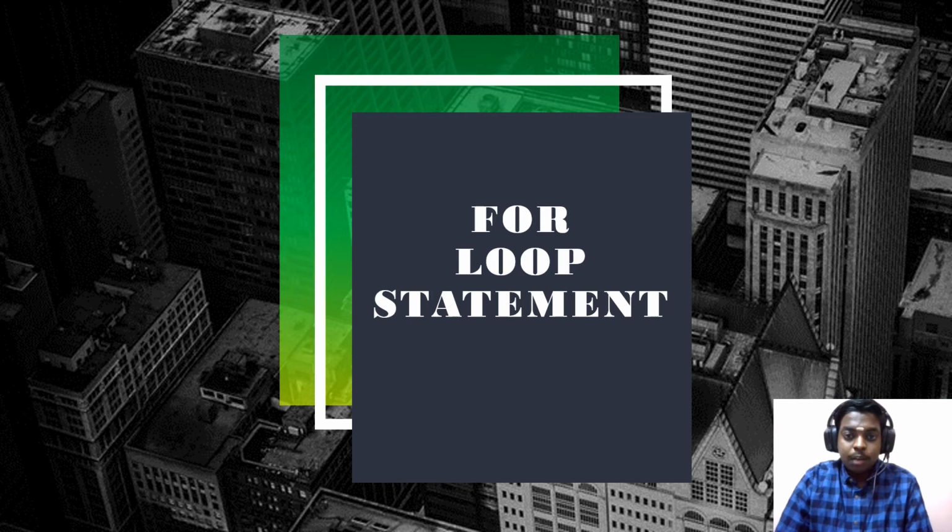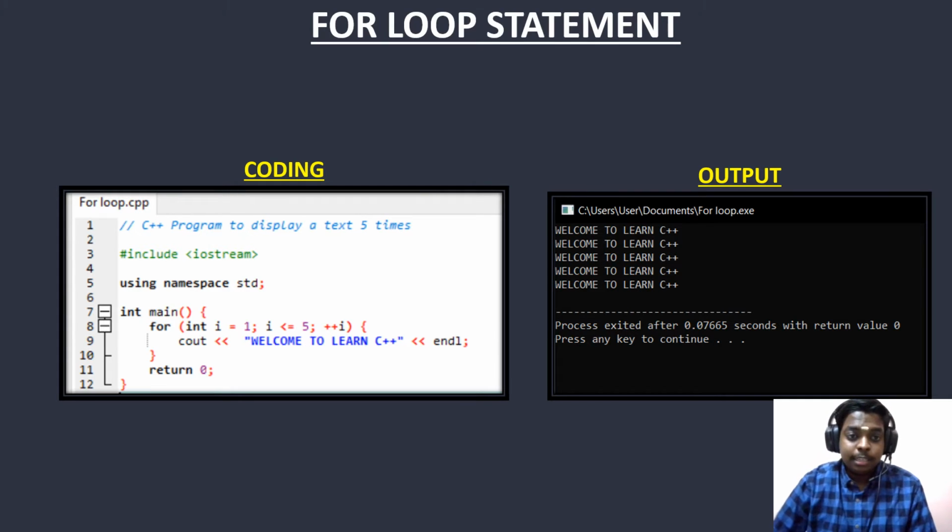After that, I want to explain the for loop statement. These are the coding which I do for the for loop statement. C++ program to display a text 5 times. Integer main. For integer i equals 1, i less than or equal to 5. The cout is welcome to learn C++.